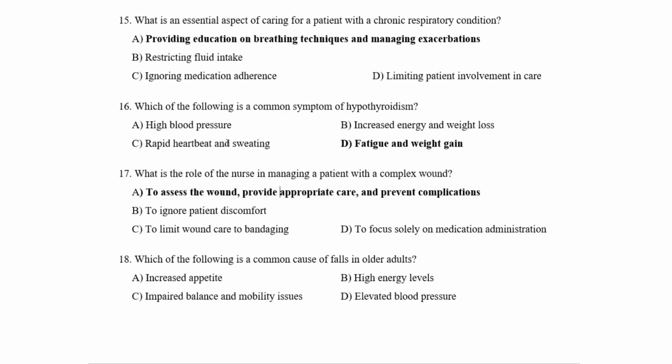Well, त्यसै गरी हामी क्वेश्चन नम्बर 18 मा हेरौँ त. Which of the following is a common cause of falls in older adults? Option A, increased appetite. Option B, high energy levels. Option C, impaired balance and mobility issue. Option D, elevated blood pressure. इसको सही उत्तर हो ऑप्शन सी impaired balance and mobility issue.